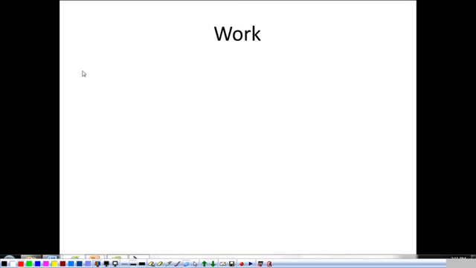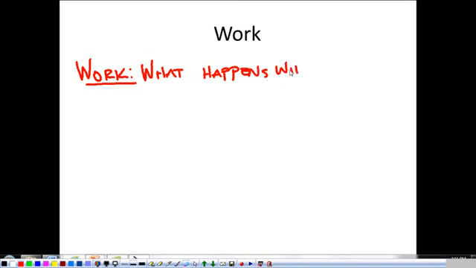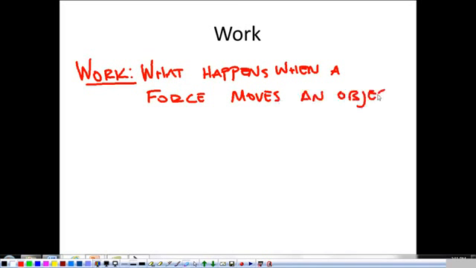I want to do a clearer definition of work. We're going to do work anytime we use a force to move an object. So it's what happens when a force moves an object.